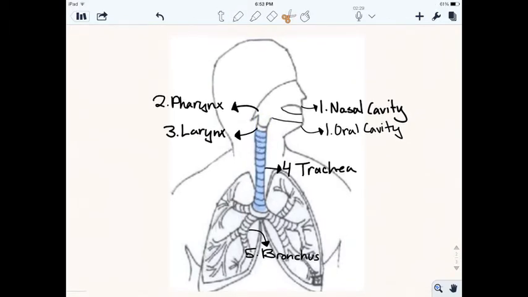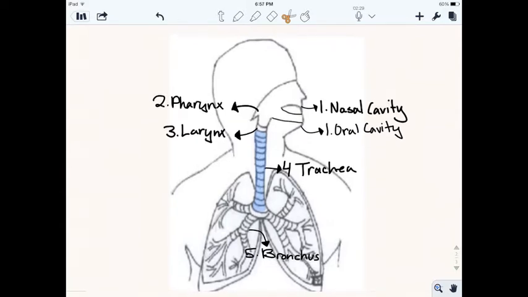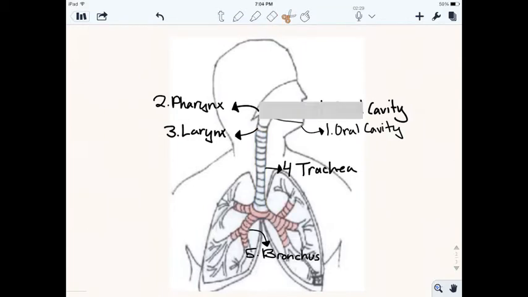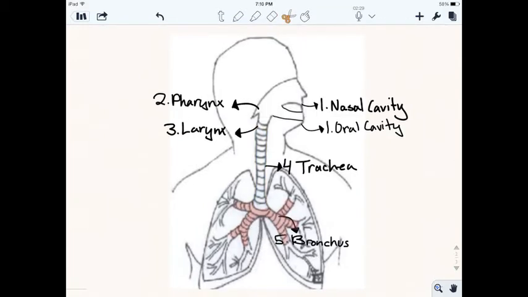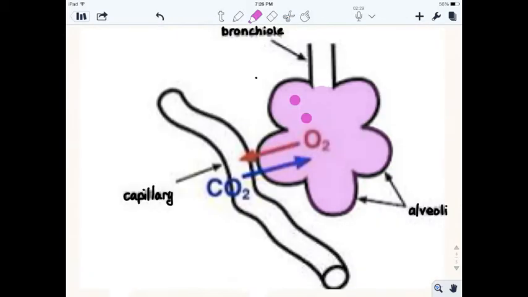Next, the oxygen goes through the trachea. The trachea is the tube that connects the larynx to the bronchi. The bronchi is next. The bronchi transport the oxygen through the lungs and onto the bronchioles. The bronchioles then carry the oxygen onto the alveoli. In the alveoli, the oxygen is absorbed by the red blood cells inside the capillaries, while carbon dioxide is being absorbed by the alveoli.